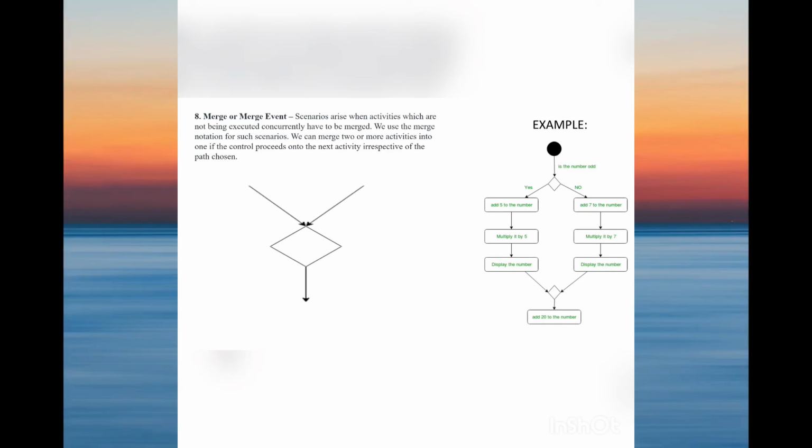Merge scenarios arise when activities which are not being executed concurrently have to be merged. We use the merge notation for such scenarios, so we can merge two or more activities into one if the control proceeds into the next activity irrespective of the path chosen.